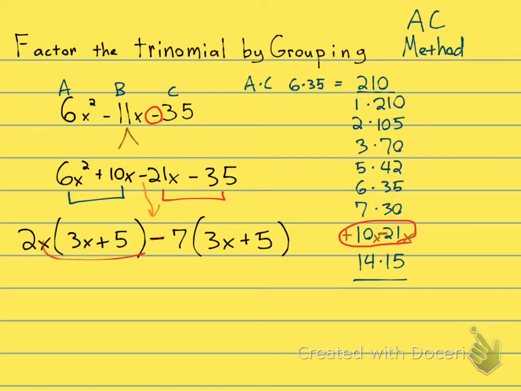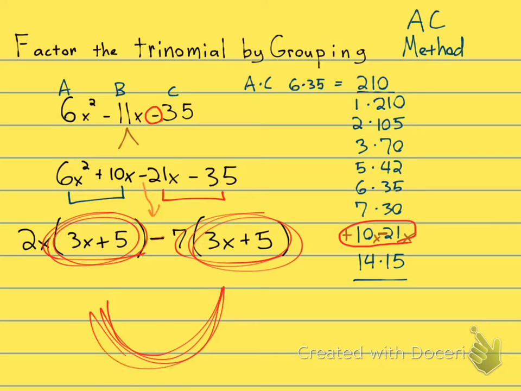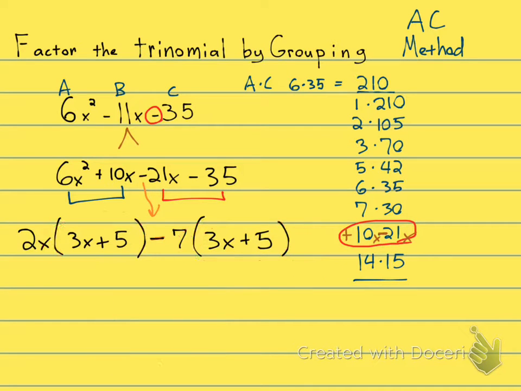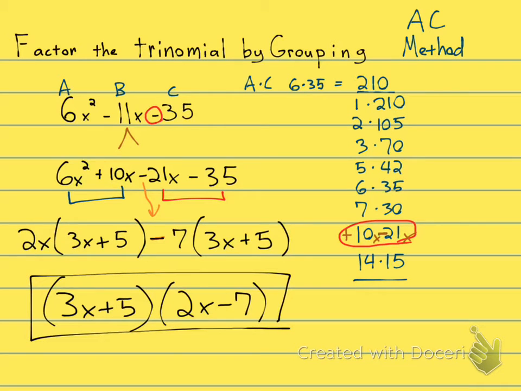All right, now you can see that I'm happy. These two are the same. We made that happen by picking the correct pair. If I divided out the 3x plus 5, you could see I'd be left with 2x minus 7. So here is 3x plus 5 and then 2x minus 7. I guarantee if you multiplied that out, if you FOILed that out, you would get what you started with.